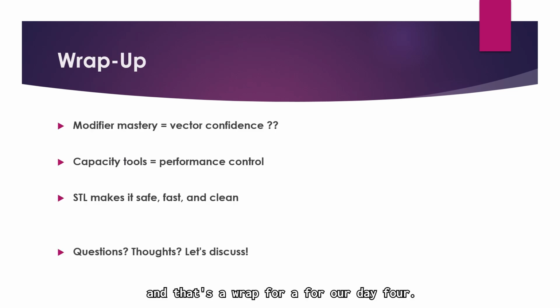And that's a wrap for our day 4. Today we moved beyond just using vectors and learned how to control them like pros, modifying their content, managing memory, and optimizing behavior. Remember, mastery of modifiers and capacity management makes our code not only more elegant but far more efficient. Feel free to ask questions, share your thoughts, or jump straight into the activities. I will see you in the next session.